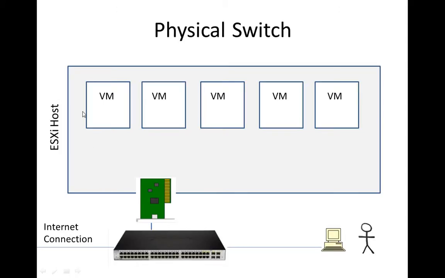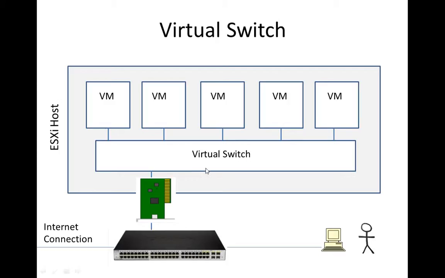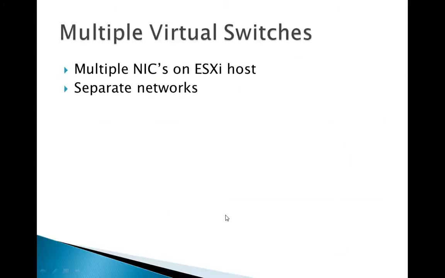So the question is, how do these multiple virtual machines with different operating systems all connect to the one single physical switch? And the answer is a virtual switch. A virtual switch is a piece of software that connects virtual machines to virtual machines and connects virtual machines to the physical network interface card, which connects to the switch, which connects to the users and the internet connection.